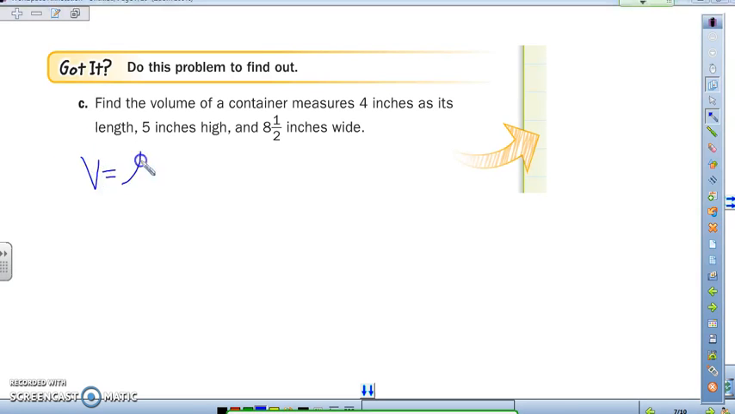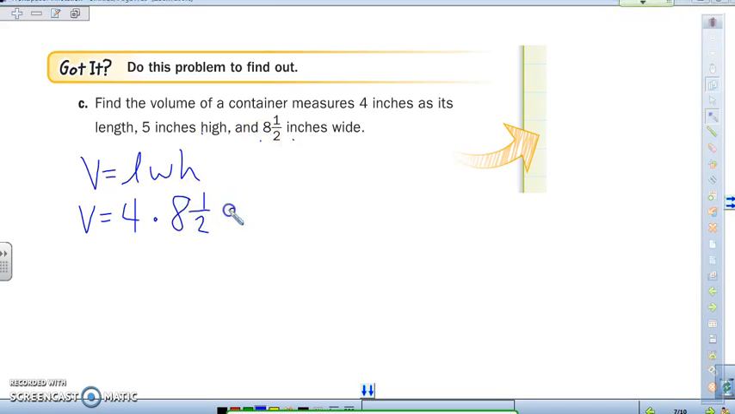So volume equals length times width times height. They tell us 4 inches as its length, 5 inches high, and 8.5 inches wide. So 8.5 is my width, my height is 5. So everything needs to become fractions. So 4 gets put over 1. My 2 stays the same. I'm going to multiply, and then I will add.